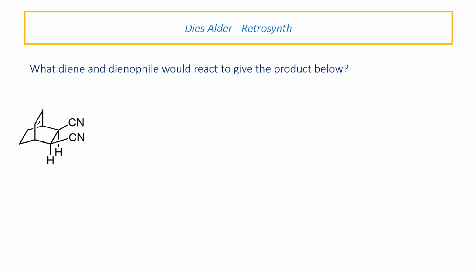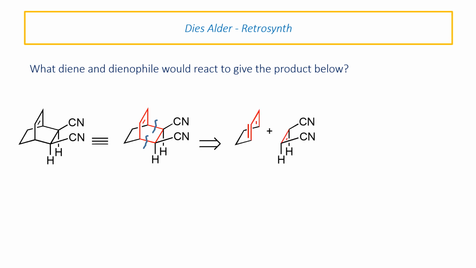Excellent. Now, what diene and dienophile would react to give the product? Now remember, identify the cyclohexene. Once you've found that cyclohexene, then of course you can go ahead and do your disconnect. And that should realize, if you want to, you can always put some arrows in, but that should realize your diene and your dienophile.